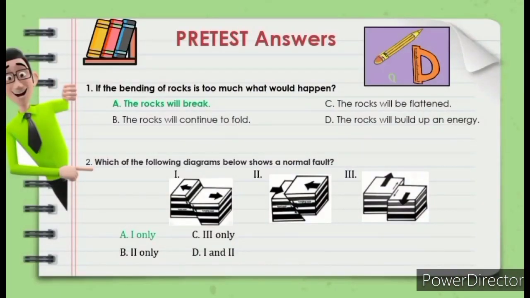Okay, time is up. Number 1 question again. If the bending of rocks is too much, what would happen again? The correct answer is letter A. The rocks will break, of course. Thank you for getting the correct answer. Number 2. Which of the following diagrams below shows a normal fault? The correct answer is letter A, 1 only. Again, thank you for getting the correct answer.